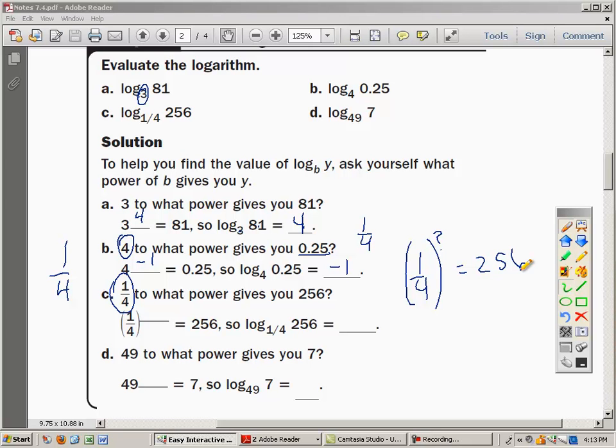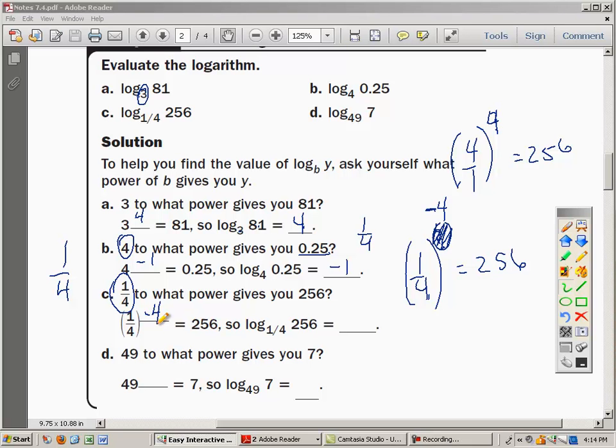Once again, this is pretty tricky, but 1/4 to a power is going to give me 256. If this number is positive, then I'm going to continue raising 4 to a positive number. This is going to get smaller and smaller and smaller. So one thing I know for sure is that power has to be negative, so that way I get 4 over 1. And then 4 to what power gives me 256? Well, 4 to the 2nd power is 16, 4 to the 3rd is 64, and I know that 4 to the 4th power is 256. So that means 1/4 to the negative 4 power is going to give me 256.